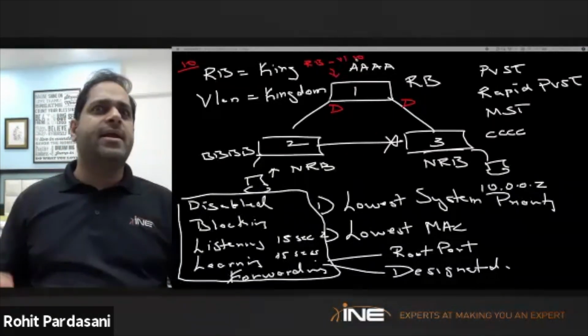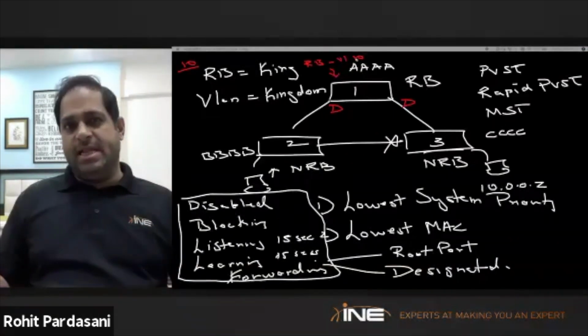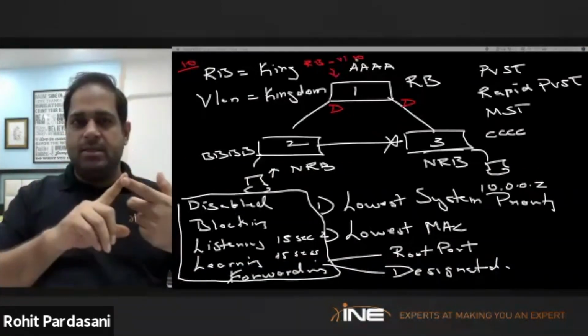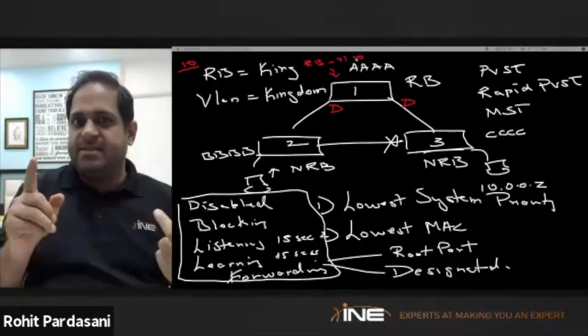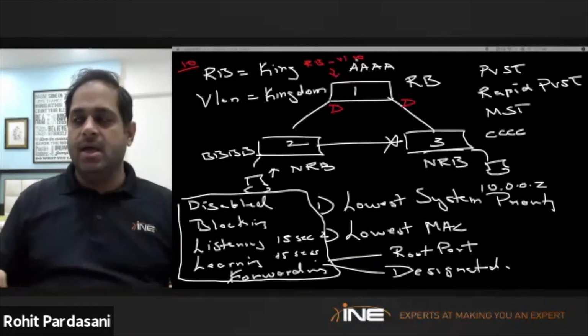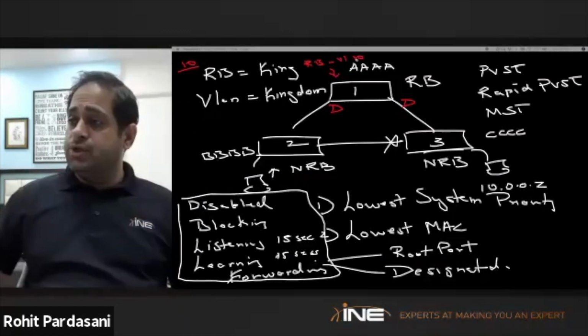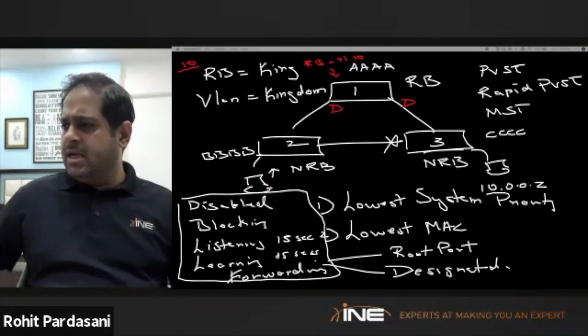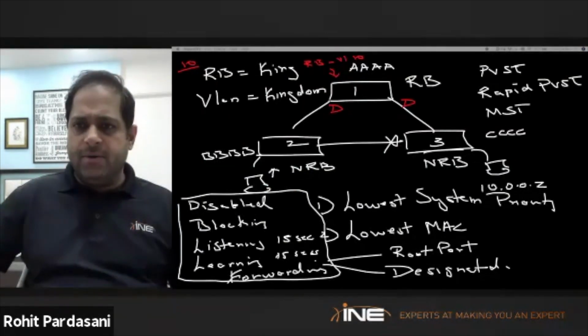Now, what's the criteria for root port selection? For root bridge, it was lowest system priority. If that's the same, then lowest MAC address. But for root port selection, the criteria is different. So the first thing that, let's in fact clear this out.